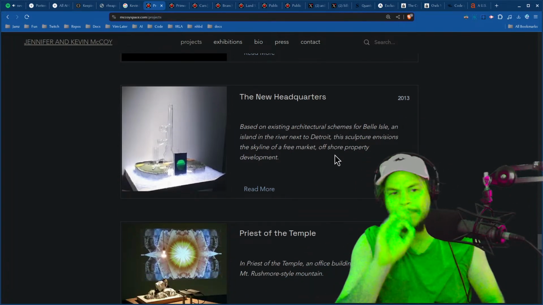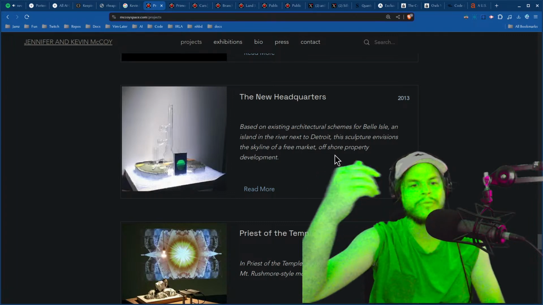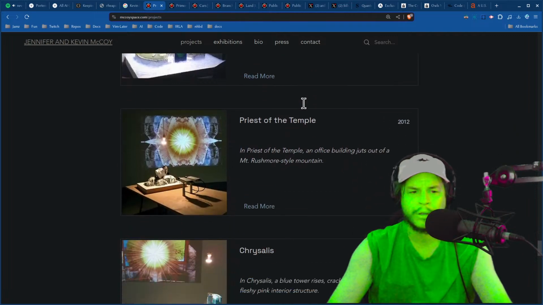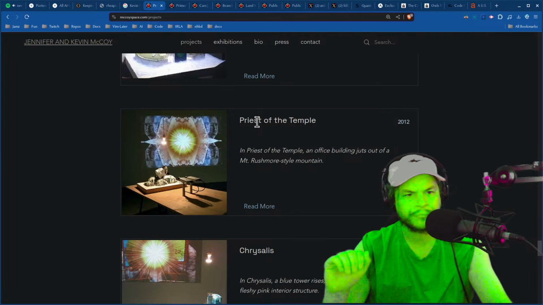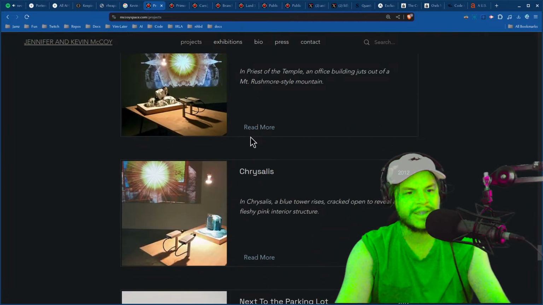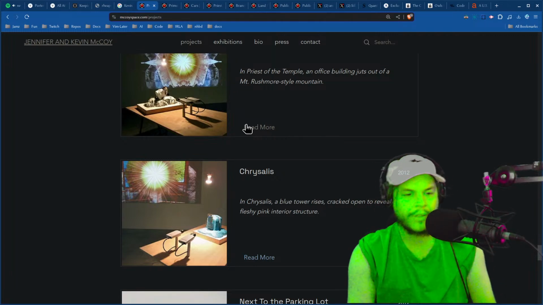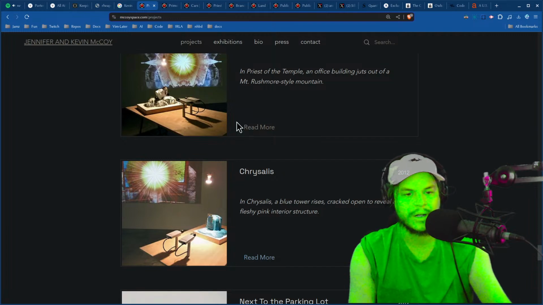Based on the existing architectural schemes for Belle Isle, an island in the river next to Detroit, the sculpture envisions the skyline of a free market offshore property development. In Priest the Temple, an office building juts out of a Mount Rushmore-style mountain. In Chrysalis, I don't think that's how you say it. A blue tower rises, cracked open to reveal a fleshy pink interior structure.